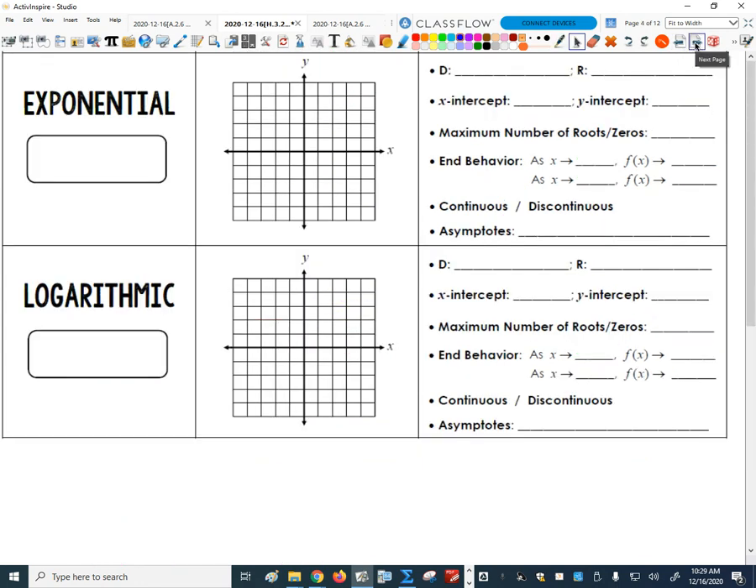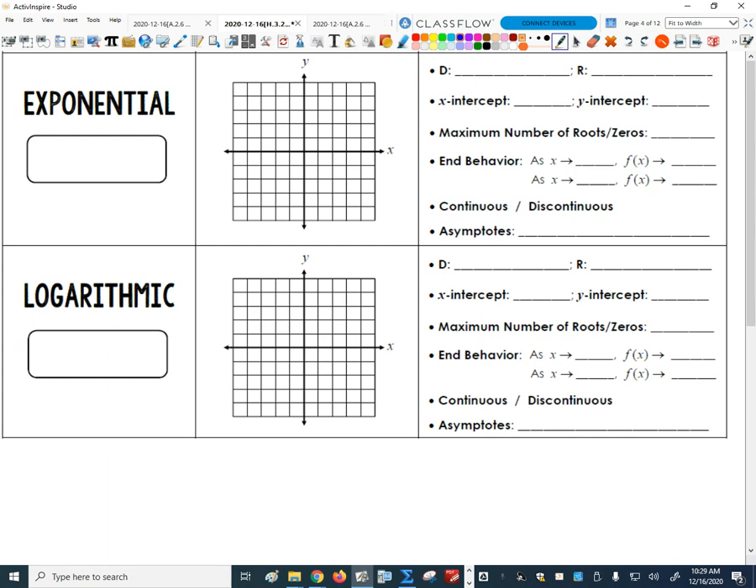Let's see. Exponential and logarithmic, and we're done. Okay, so an exponential function. We're going to take the exponential function. Which one do they take here? They do, oh man, 2 to the x? Okay, that's kind of dumb, but we'll do that though.